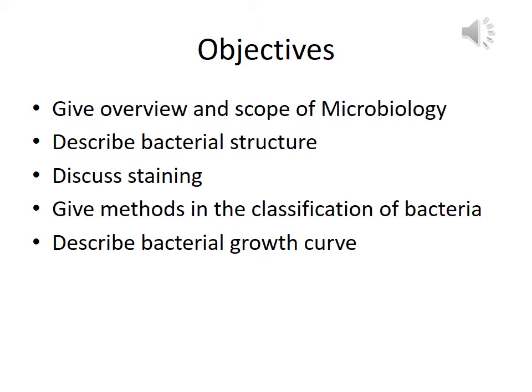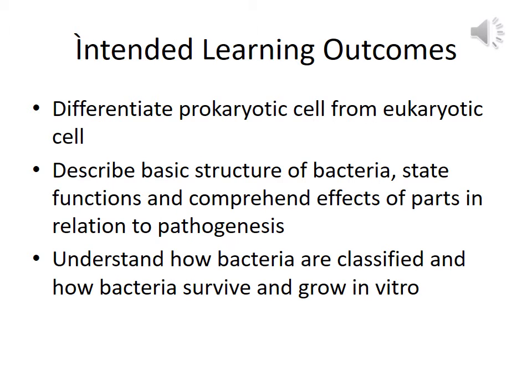So the objectives for Lecture 1 are as follows: give overview and scope of the subject microbiology, describe the structure of the bacteria, discuss Gram staining, give methods in the classification of bacteria and describe the growth curve of bacteria in vitro. The intended learning outcomes are: the learner by the end of the lecture should be able to differentiate prokaryotic from eukaryotic cell, describe the structure of the bacteria, give functions of its parts and their role in the development of disease, understand how bacteria are classified and grown in the laboratory.